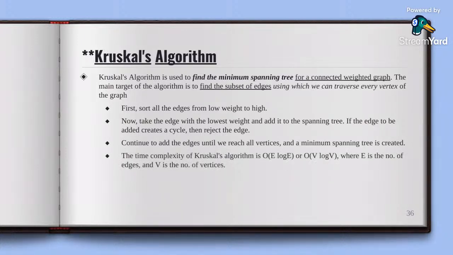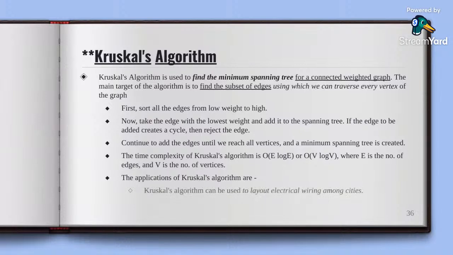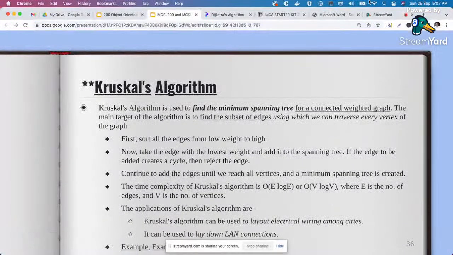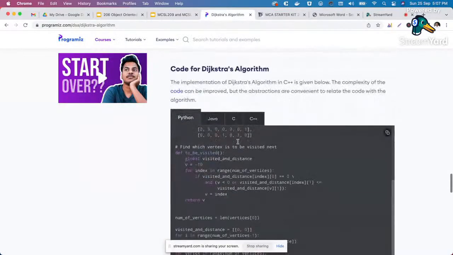Time complexity of Kruskal's algorithm is O(E log E) or O(E log V), where E is the number of edges and V is the number of vertices. Applications are laying out electrical wires, wiring among cities, and laying down LAN connections. I think we should add the application also.